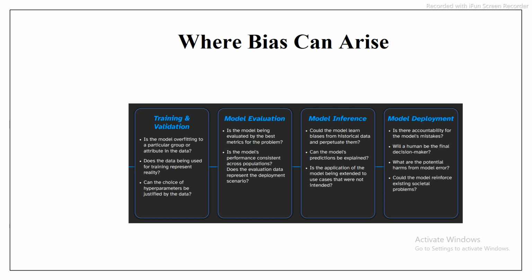Could the model reinforce existing societal problems? Are they able to solve problems or are they creating problems for society? These are things you have to take care of whenever you are designing any AI system, because biases can arise at any stage.